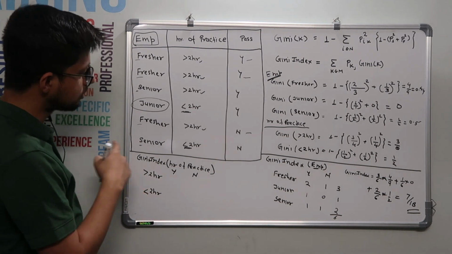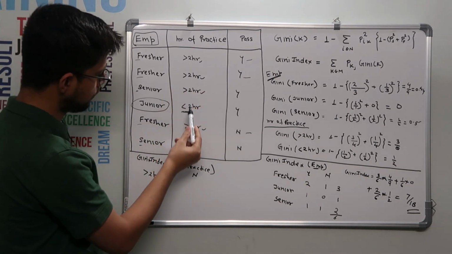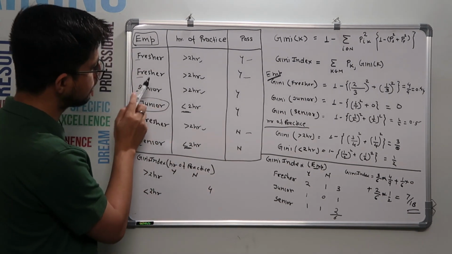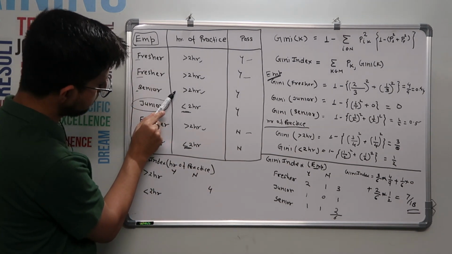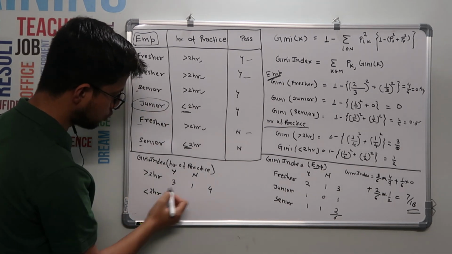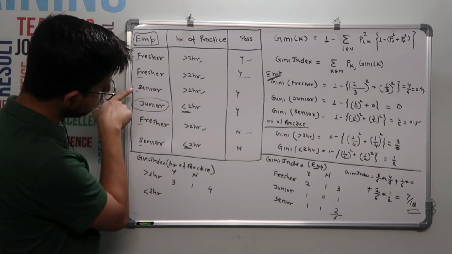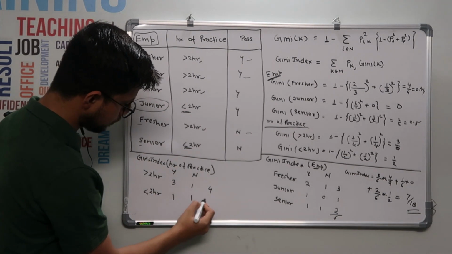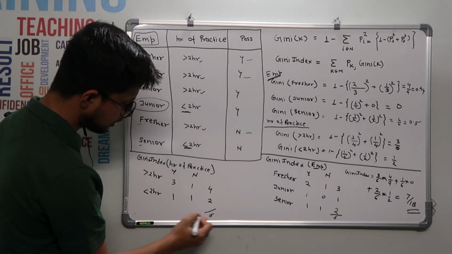So how many greater than 2 hours are there? 1, 2, 3, 4. So total 4 are there. Out of 4, how many are yes? 3 are yes, right? 3, and remaining 1 will be no. Less than 2 hours, 1 and 2, and there is 1 yes, 1 no, correct? And total rows are 6, correct?